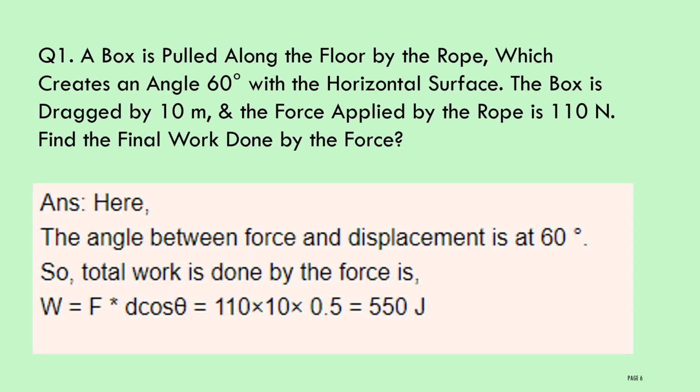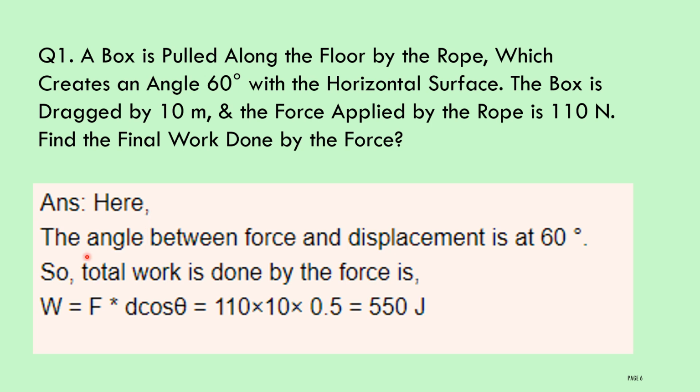Let us solve some problems based on work. First question: a box is pulled along the floor by a rope which makes an angle of 60° with the horizontal surface. The box is dragged by 10 meters and the force applied by the rope is 110 Newton. Find the work done by the force.